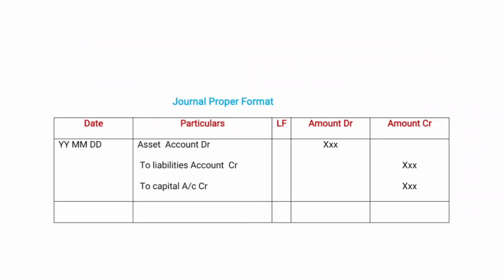Now we are coming to the format of journal proper or opening entries, which we already discussed in the previous class. It has columns: date, particulars, ledger folio, amount debit and amount credit. Now coming to date, the transaction date is written here. Now coming to particulars, it is the assets and liabilities column.